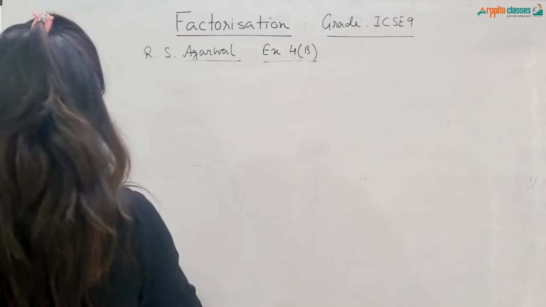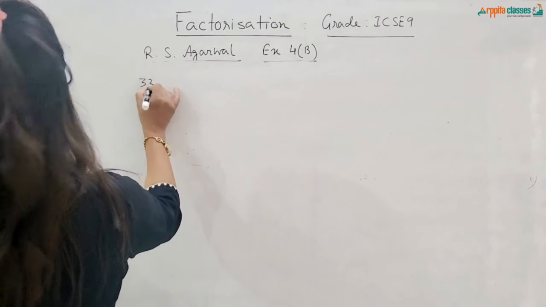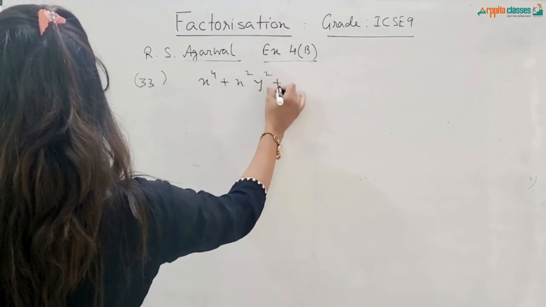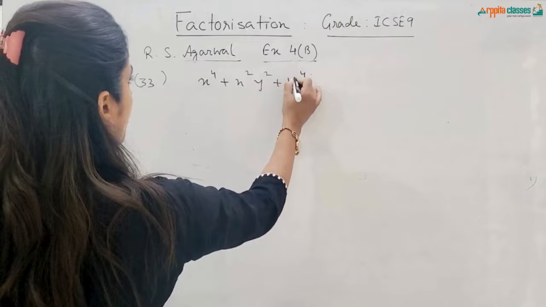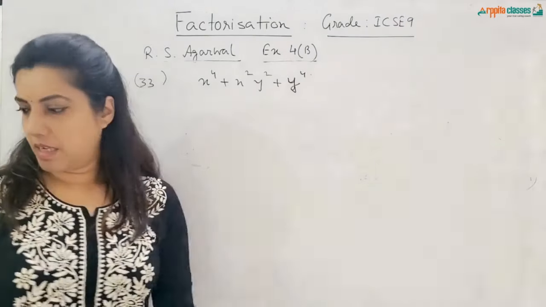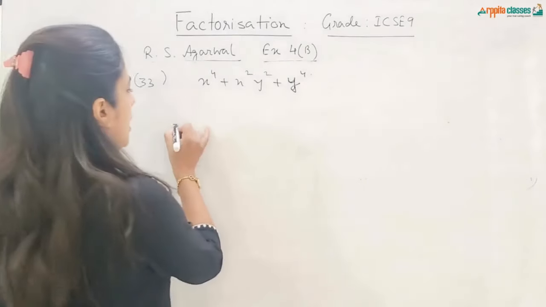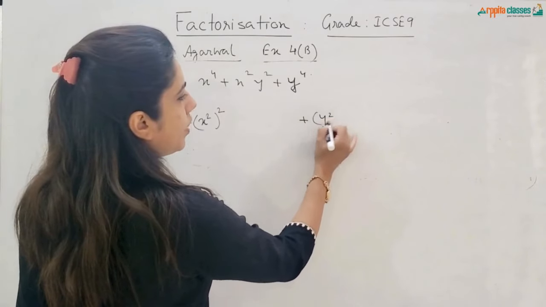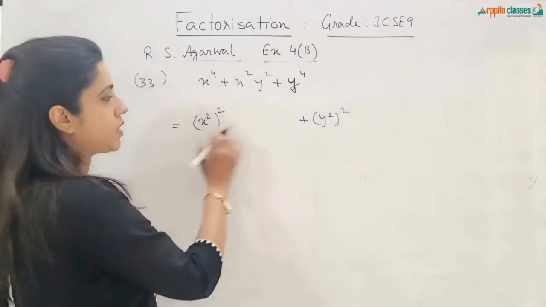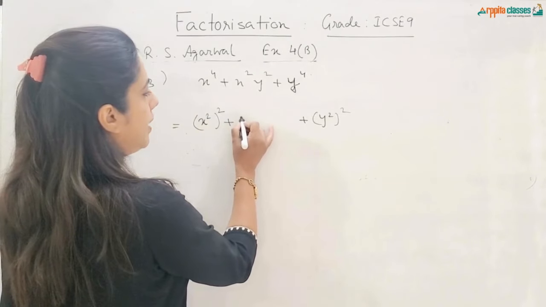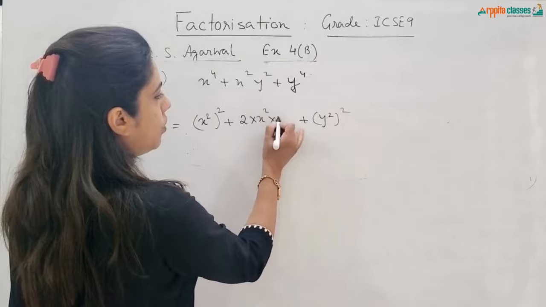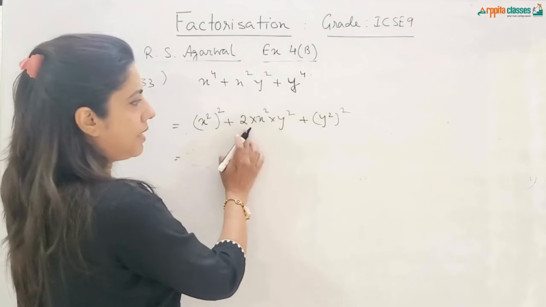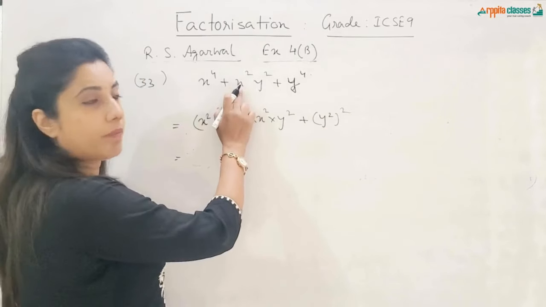Number 33, that is factorize x4 plus x square y square plus y4. Yes. So see, if this is x square the whole square and this is y square the whole square, I got my a and b, a square plus b square. In between I'll write 2 into a into b. So this is coming x4, y4 is also coming, but it is 2x square y square, where it is x square plus y square only.